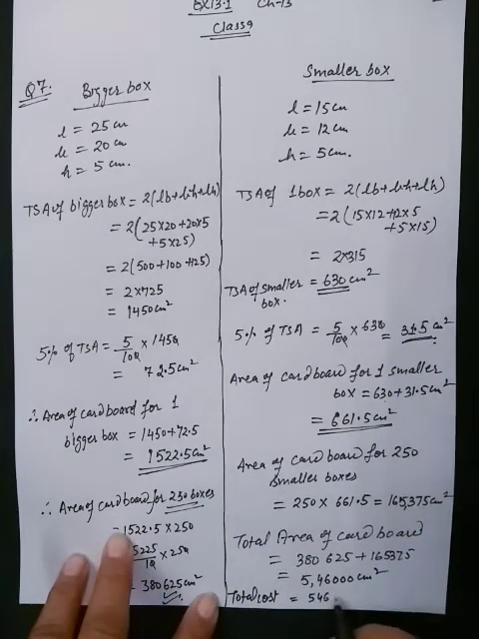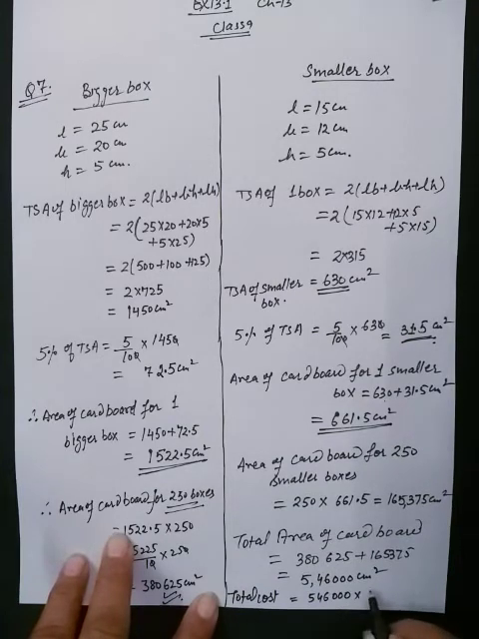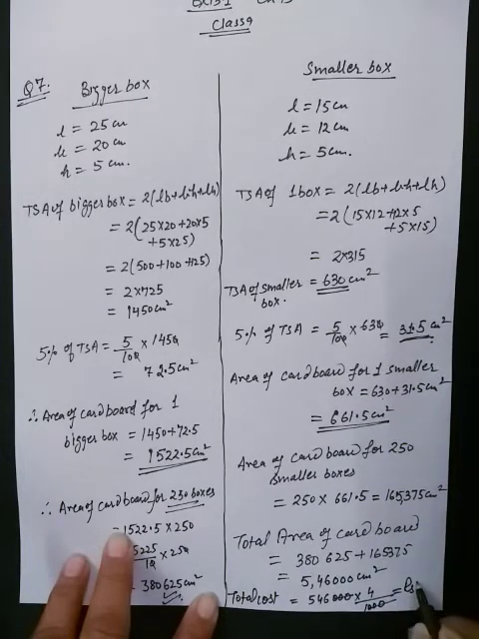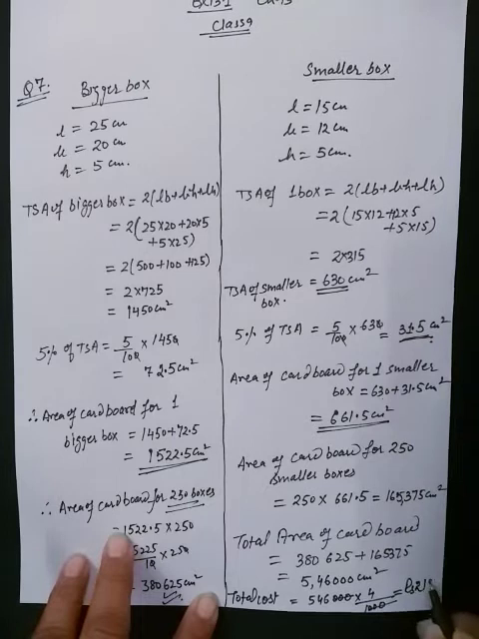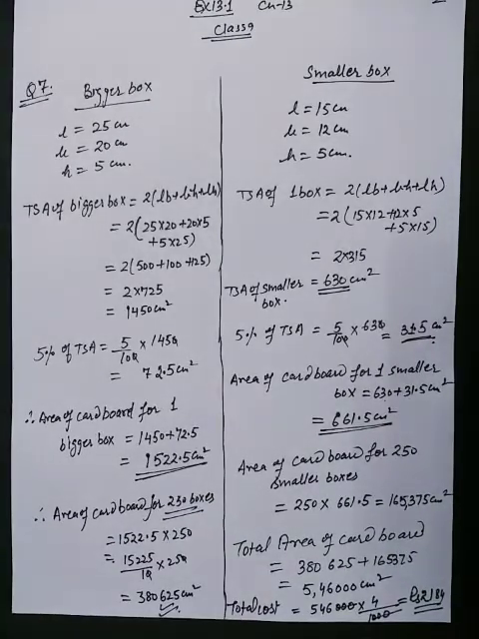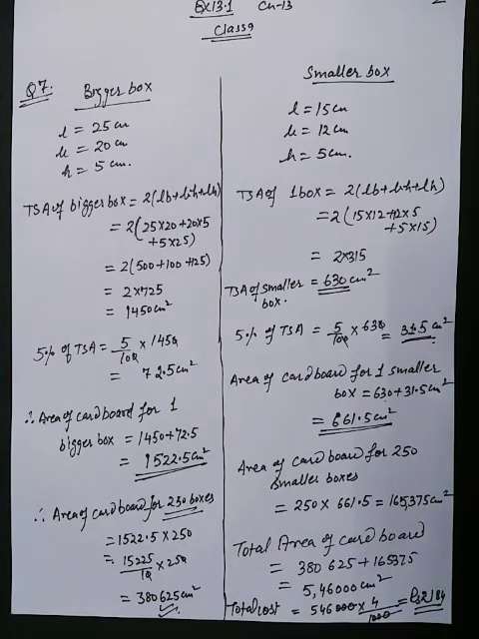Now we have to find total cost. We have to multiply this area by the cost for 1000 centimeter square. So we will get rupees 2,184 as the cost of cardboard. Here we have multiplied the area by 4 and divided by 1000 because cost for 1000 centimeter square is given, and finally we get the cost as 2,184 rupees.